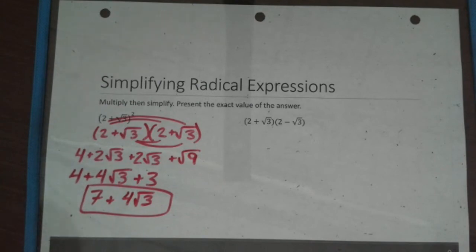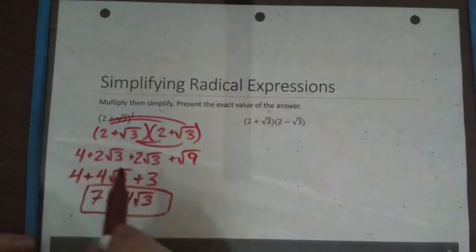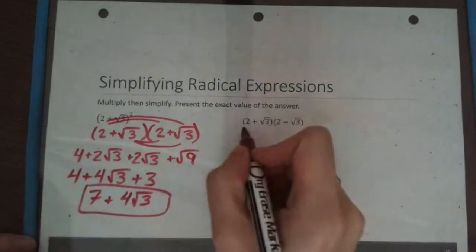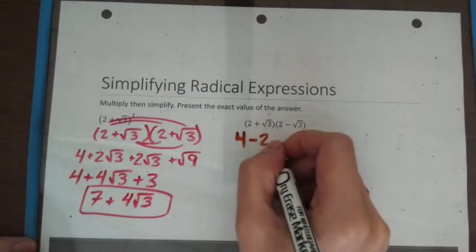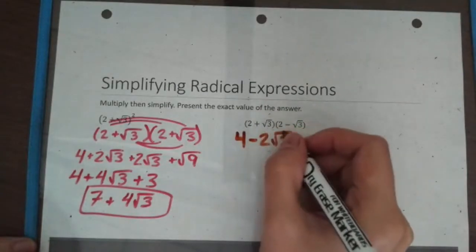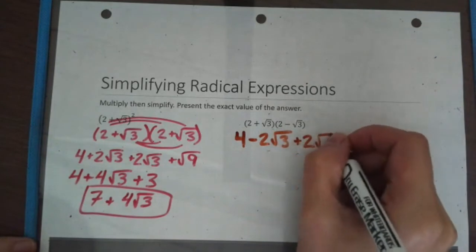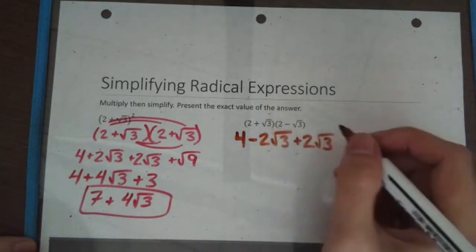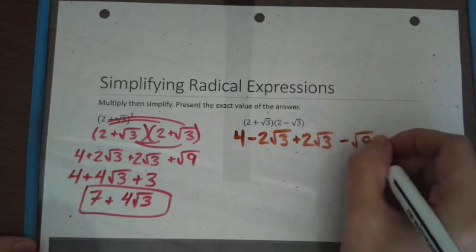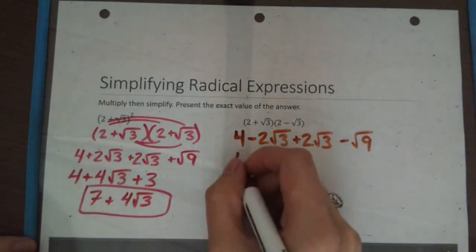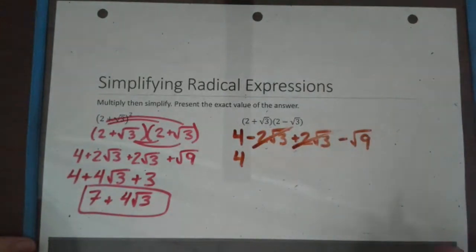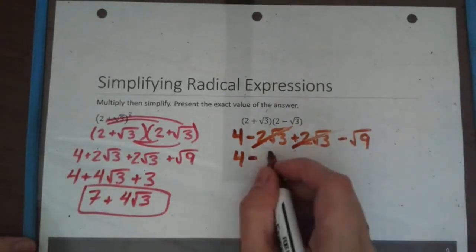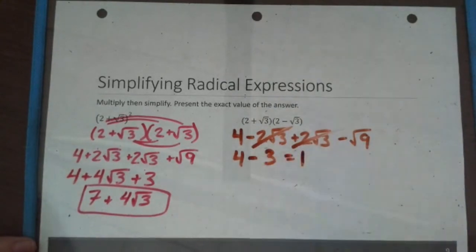Next up, I'm looking at 2 plus the square root of 3 times 2 minus the square root of 3. I'm going to distribute or FOIL like I did in the last one. 2 times 2 is 4. 2 times a negative square root of 3 is a negative 2 times the square root of 3. I have a positive square root of 3 times 2, so plus 2 times the square root of 3. And then a square root of 3 times a negative square root of 3 is a negative square root of 9. So it's going to be 4. My negative 2 square root of 3 and my positive 2 square root of 3 cancel out. Minus the square root of 9, which is 3, leaves me with just 1.